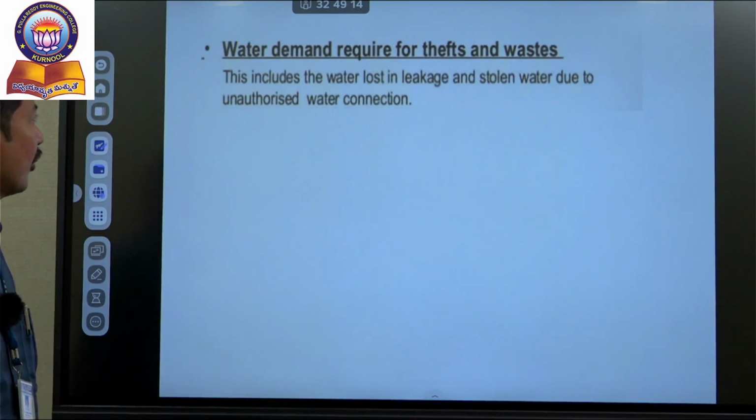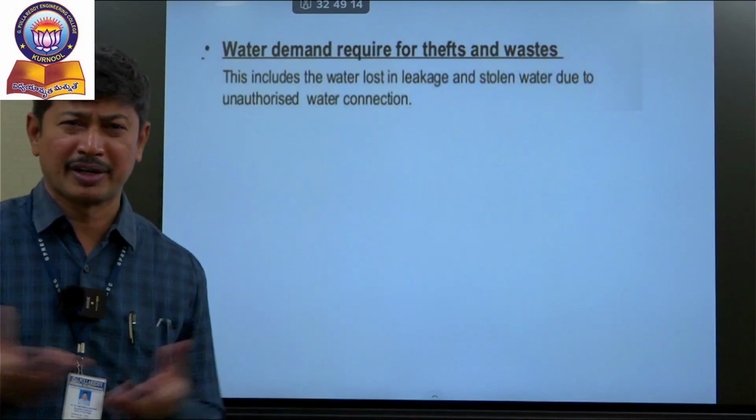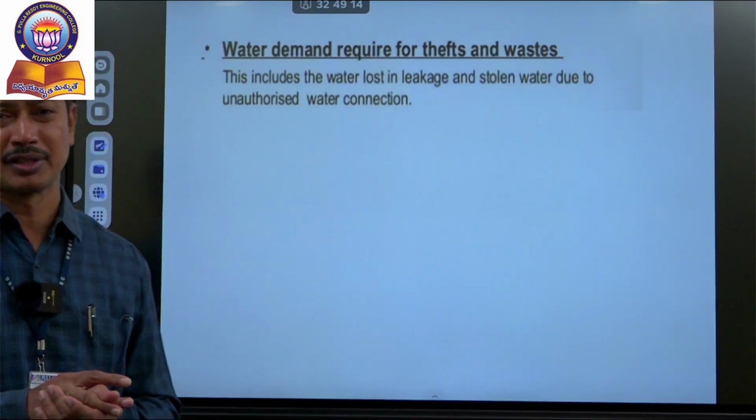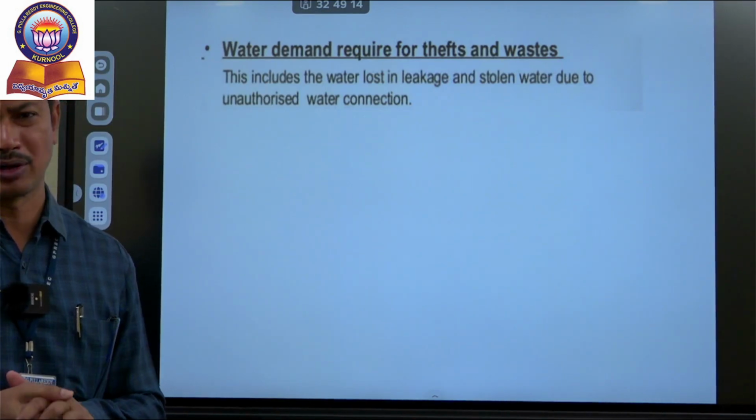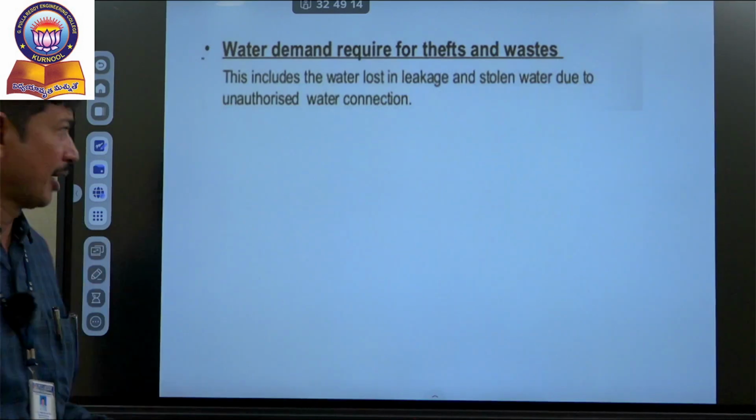Water demand is also required for thefts and losses. There are some losses and some private unauthorized connections. We add some water, 55 liters per person per day, on account of per capita demand.